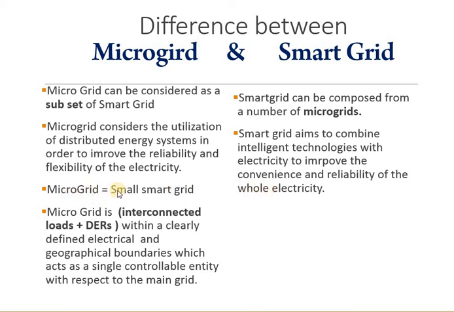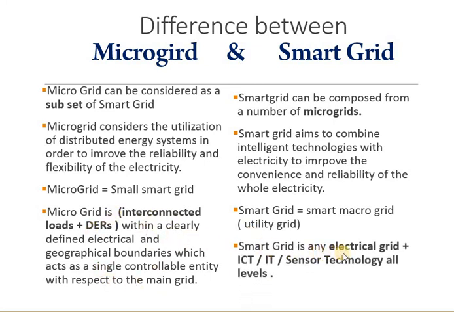Now a microgrid can be considered as a small smart grid, whereas a smart grid is a smart macrogrid, or it can be considered as a utility grid. A microgrid is interconnected loads plus distributed energy resources within clearly defined electrical and geographical boundaries, which acts as a single controllable entity with respect to the main grid. So it is a completely independent entity.